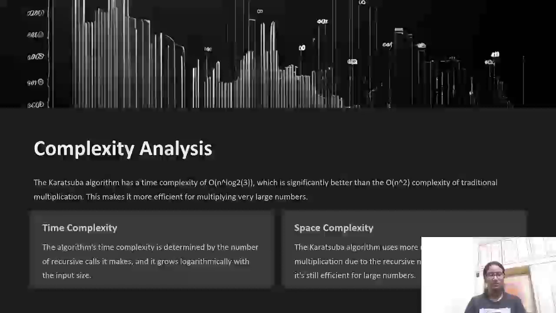Time complexity. The algorithm's time complexity is determined by the number of recursive calls it makes, and it grows logarithmically with the input size. Space complexity. The Karatsuba algorithm uses more memory than traditional multiplication due to the recursive nature of its approach, but it's still efficient for large numbers.